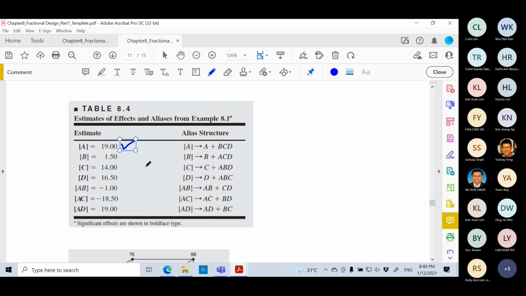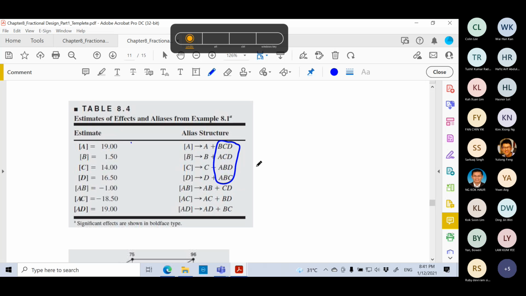Okay, if you can observe this diagram here, if you're willing to assume that the three-factor interaction is not significant, meaning all these things will be not significant. Okay, because you only run one half of them, you need to satisfy certain assumptions. So if you're willing to assume that all the three-factor interactions are not significant, you can observe that the effect of A is 19. The effect purely for B is 1.5, which is quite small. For C it will be 14. For D it will be 16.